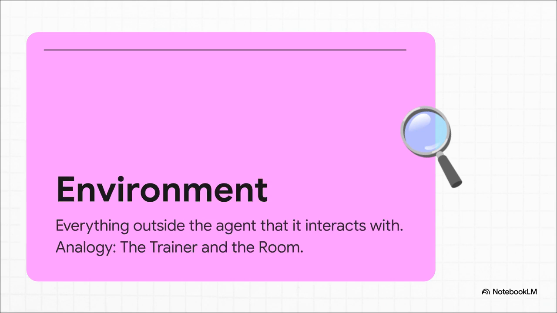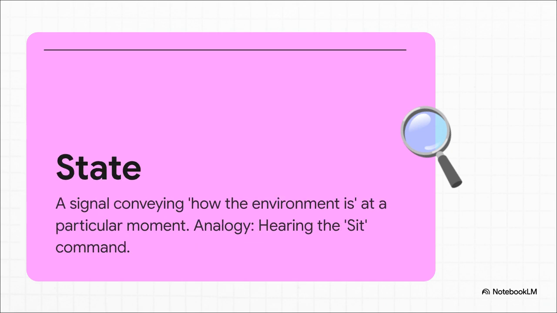So the agent has to exist somewhere, right? It lives inside the environment. And the environment is, well, it's literally everything that is not the agent. For our dog, the environment isn't just the physical room. It's also the trainer, the words you say, the tone of your voice, the whole setup of the problem it's trying to solve. But how does the agent know what's going on in its world? It gets information about the state.